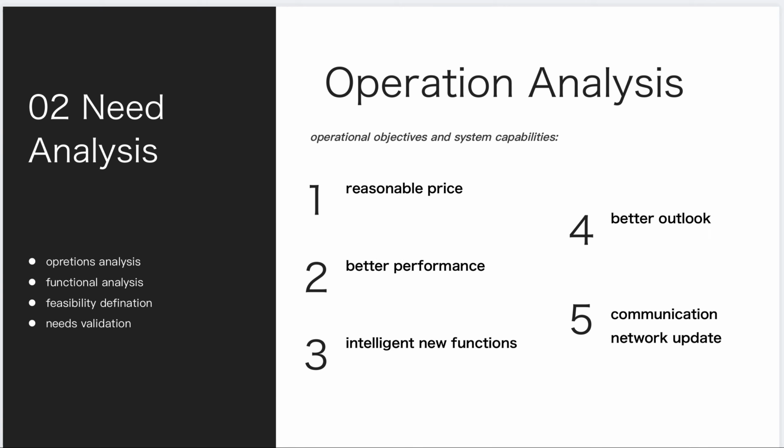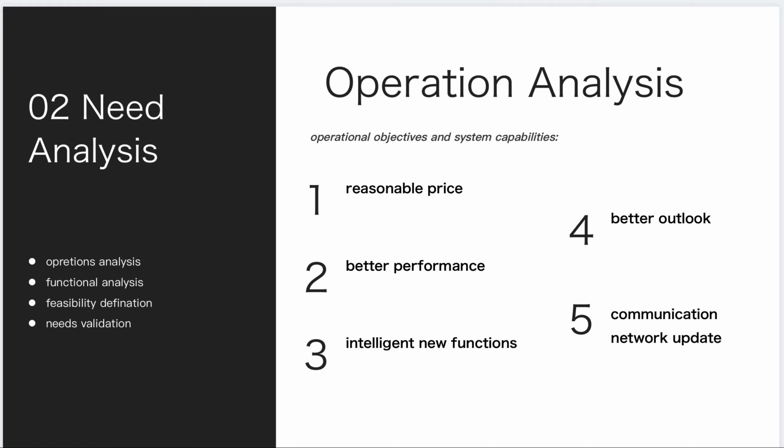And then the first part is operation analysis. From this part, we could get operational objectives and system capabilities, which are reasonable price, better performance, such as longer battery service lifetime, better cooling system, and other things. And also intelligent new functions such as the smart album, which could sort the pictures automatically, and the smart e-dictionary, and so on, are also very important operational objectives.